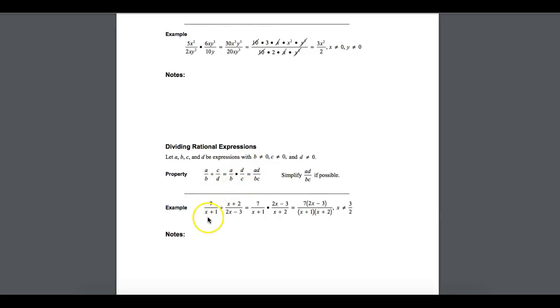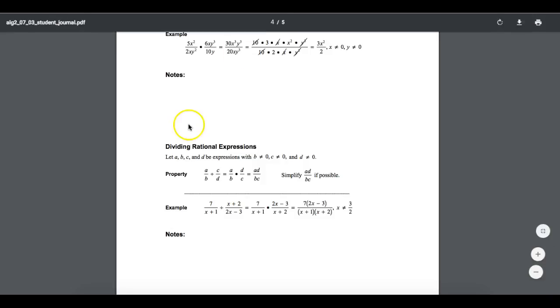So if you look right here, 7 over x plus 1 divided by x plus 2 over 2x minus 3, you just go ahead and flip your second fraction, and now it becomes times 2x minus 3 over x plus 2. And then you just do the same things as we've just been practicing. So remember, when you're dividing by a fraction, all you do is flip your second term.